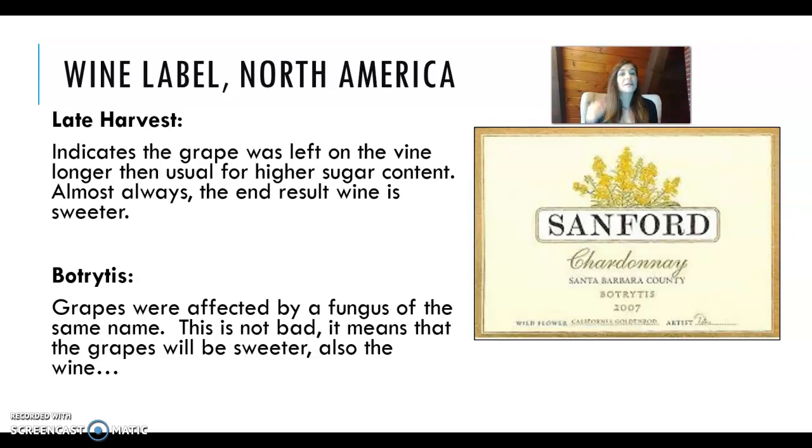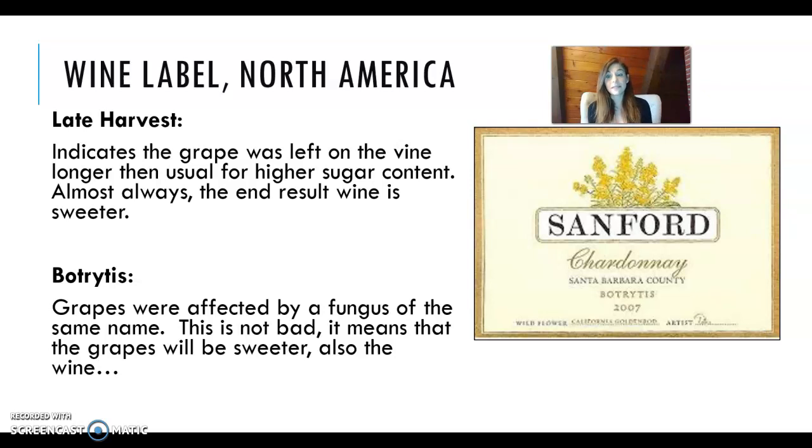There are also two other things that we talked about a little bit before. Botrytis, especially, we mentioned in the lecture about Riesling. But there are a couple of things. Late harvest is something that you might find, once again, on a lot of white wines. You typically won't see this that much on red wine, but you might.